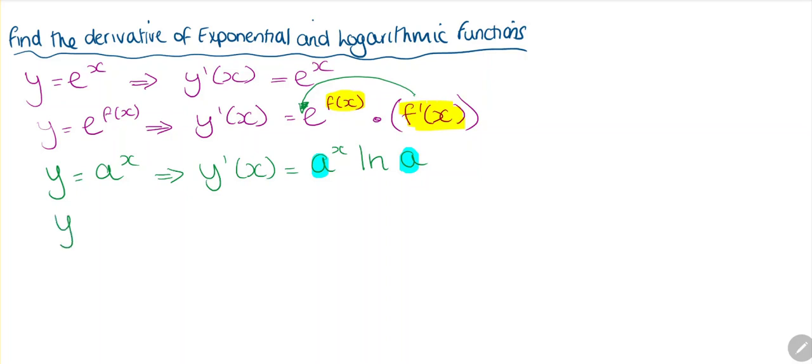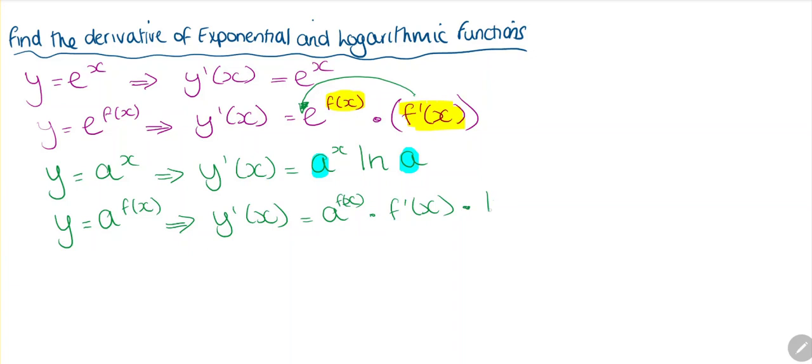Okay, so we have y is equal to a to the f of x. So if we take the derivative, this is going to be a to the f of x, same as the question, but then we're going to multiply by ln of our number. So whatever this number is, this is going to be here, and we're going to multiply by the derivative of this function. So let's have a look at some questions.